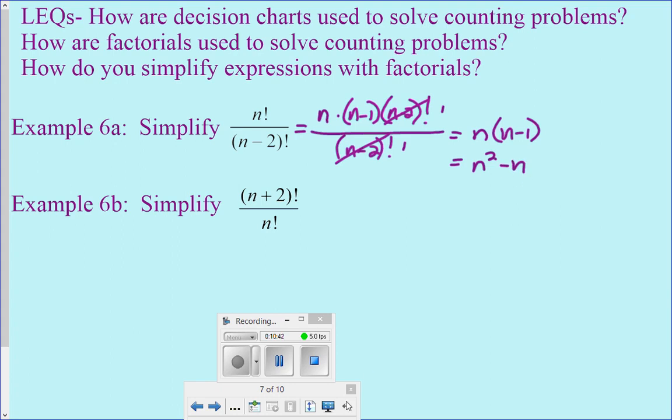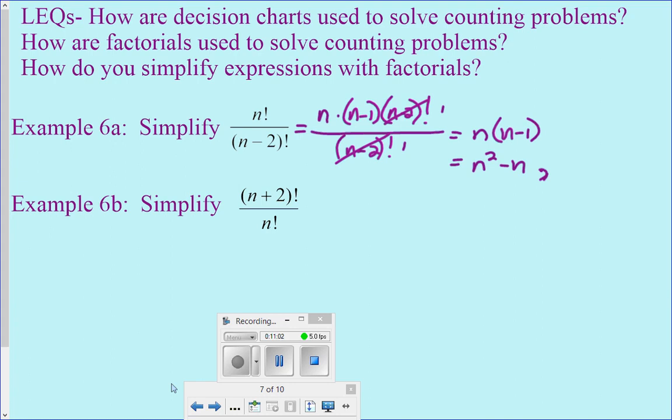Either would be fine. I don't care if you leave it in factored form or distribute it. Either's fine. What we do need, though, included as well, is, hopefully you remember earlier in the year when we simplified expressions with rational expressions where there was a variable in the denominator, we always included a domain restriction. So we'll do that again.